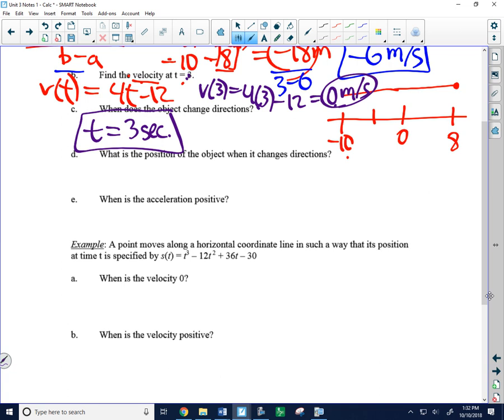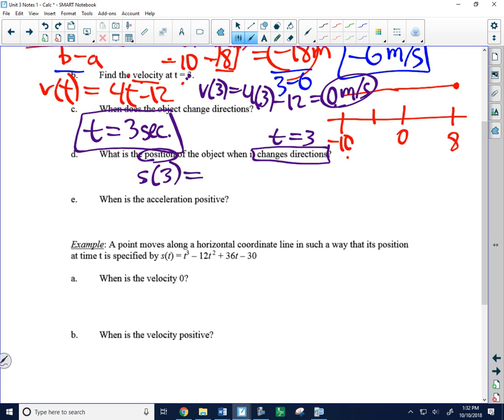Okay, last two here. What is the position of the object? Sometimes, as you walk through these, really just focus on a couple words that tell you what to do. What is the position? This is back to x, the original function. What is the position of the object when it changes direction? Well, we just found it changed direction at 3 seconds. That was from part C. They want the position. So we need the position at 3 seconds.